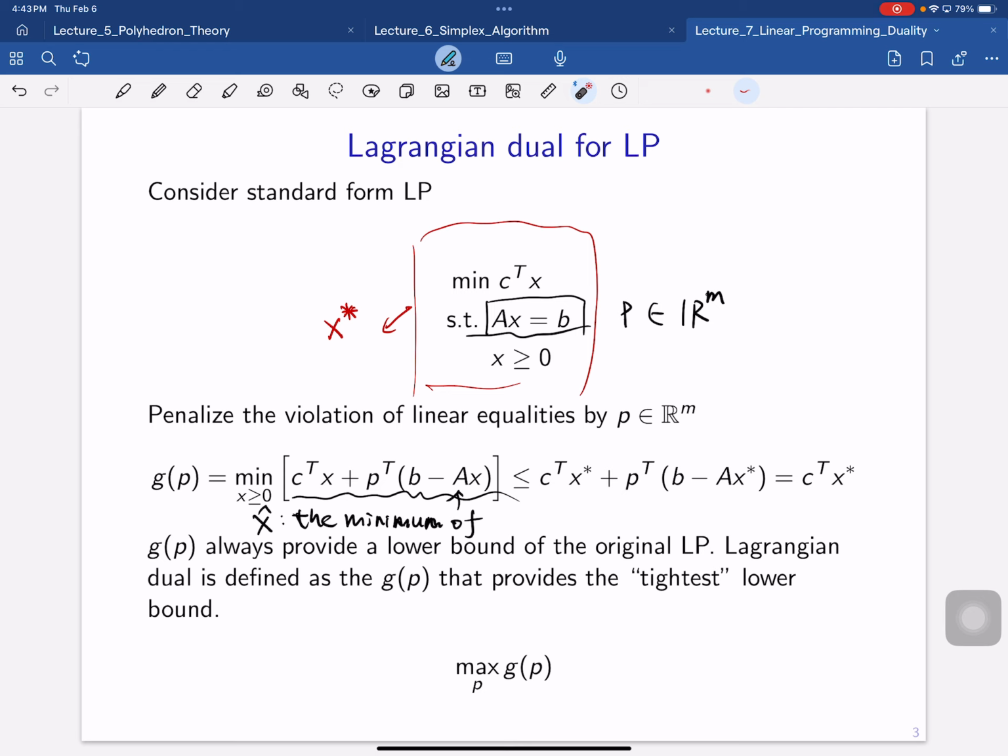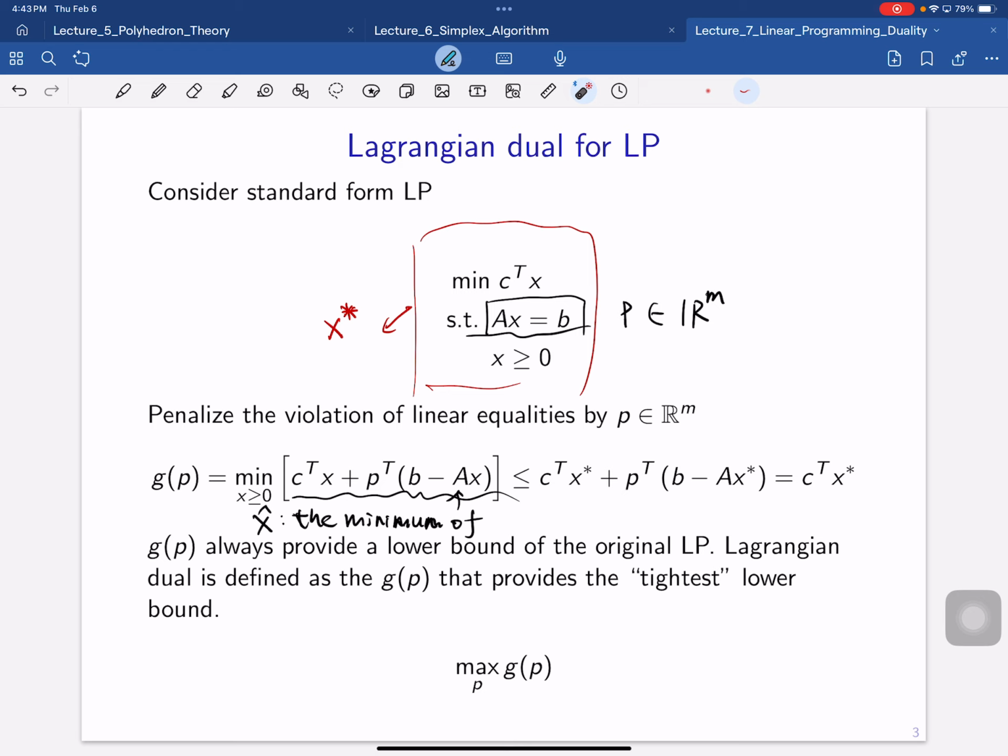Okay, so I want to make sure everyone understands this key concept: why the function G(P) is a lower bound, and why we are striving to get the tightest lower bound as much as possible. Hopefully it is clear. Any questions?